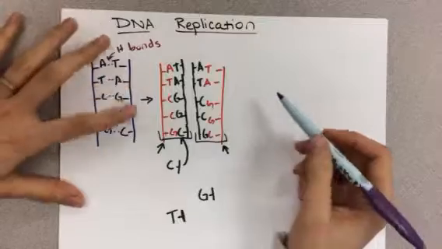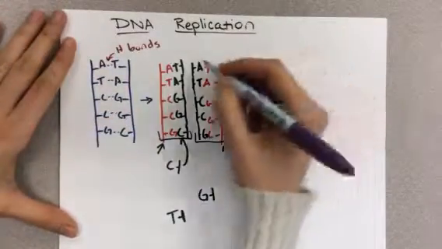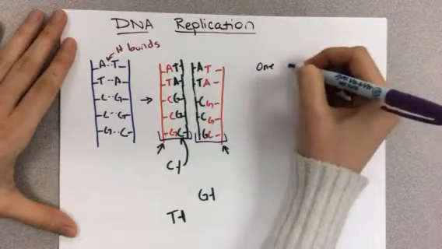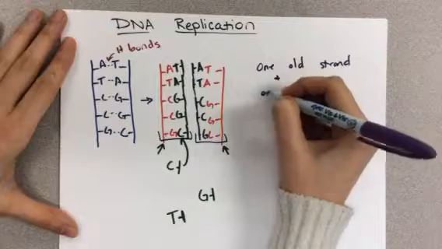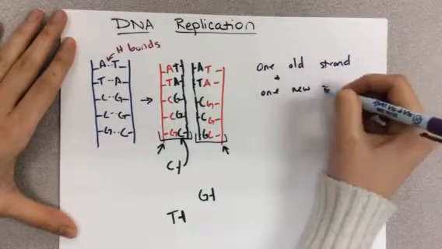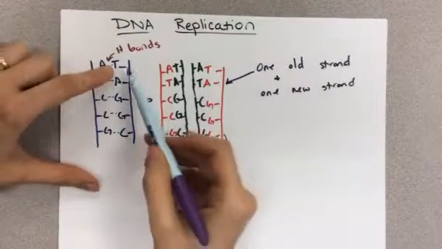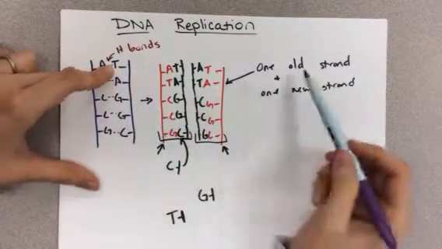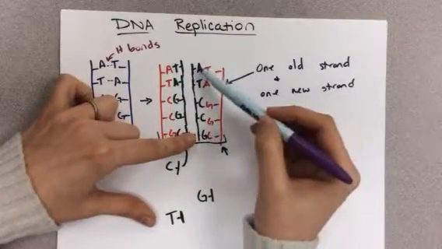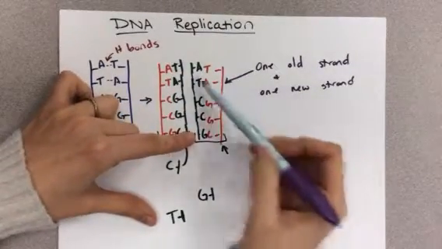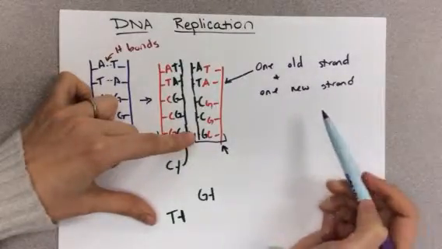Now, one thing you really need to notice is that all the new molecules each have one old strand and one new strand. So this one right here is the old strand. It came from the original molecule. And then the new strand was the one that we had made, right? So the green and purple here, that's the new strand that was made through DNA replication.